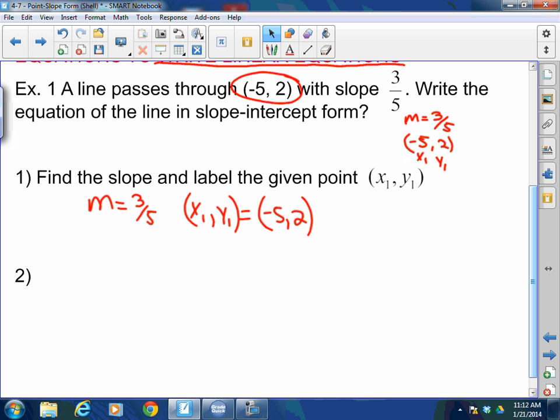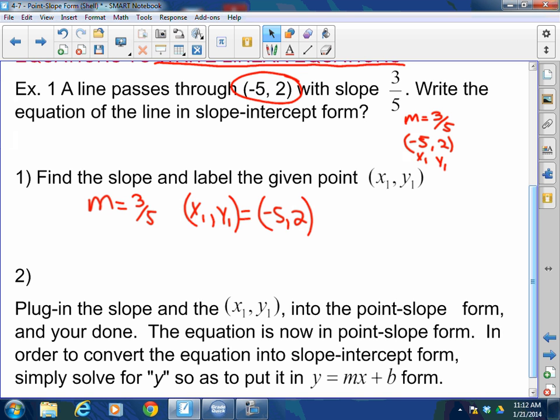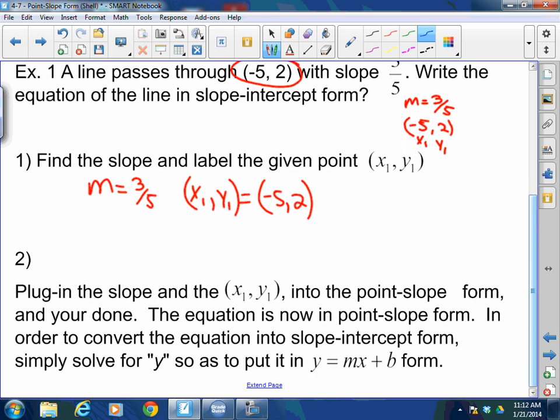Number 2. Plug in the slope and the x1, y1 into the point slope form. And you're done. The equation is now in point slope form. In order to convert the equation into slope intercept form, simply solve for y so as to put it in y equals mx plus b form.